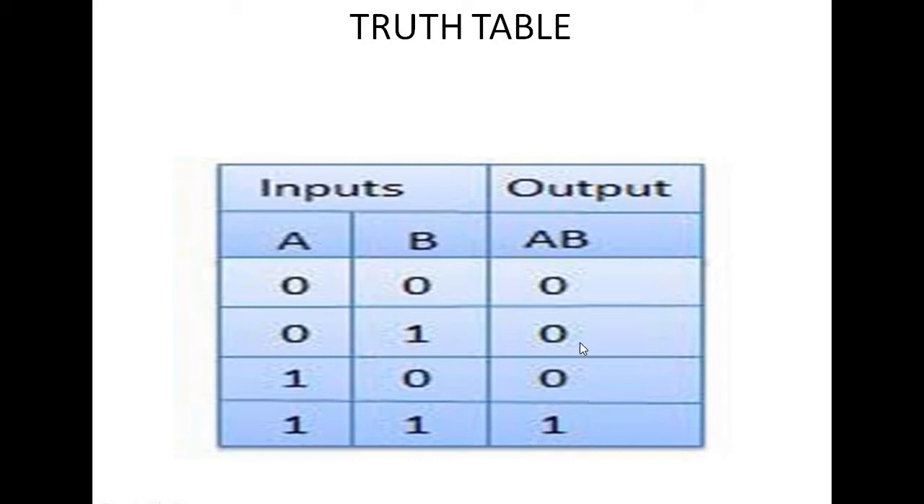In other ways, you can say that the AND truth table is nothing but multiplication. See, 0 multiplied by 0, the output is 0. 0 multiplied by 1, the output is 0. 1 multiplied by 0, the output is 0. 1 multiplied by 1, the output is 1. So this is the truth table of my AND gate.